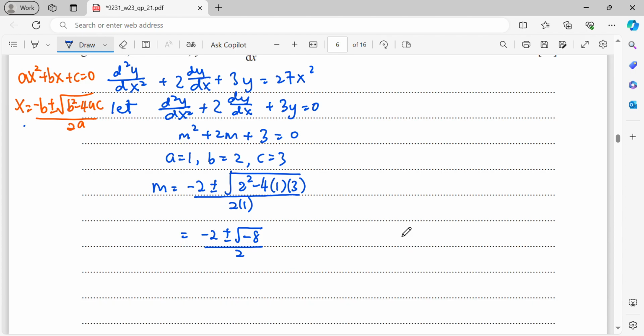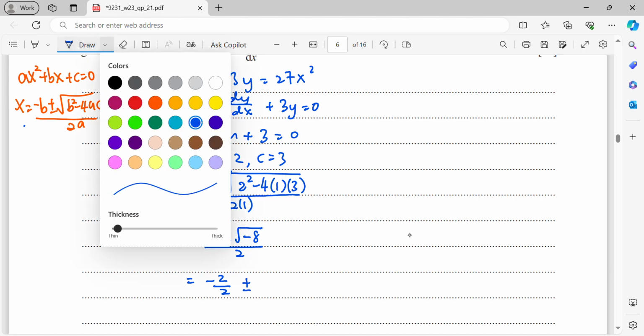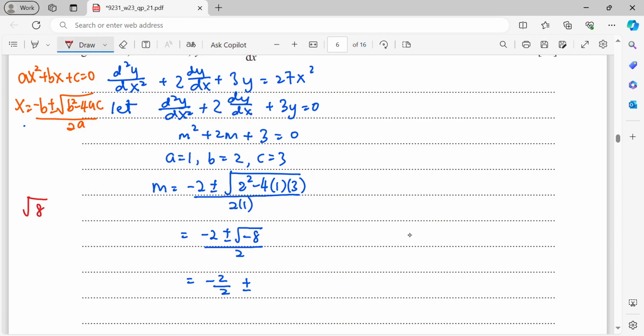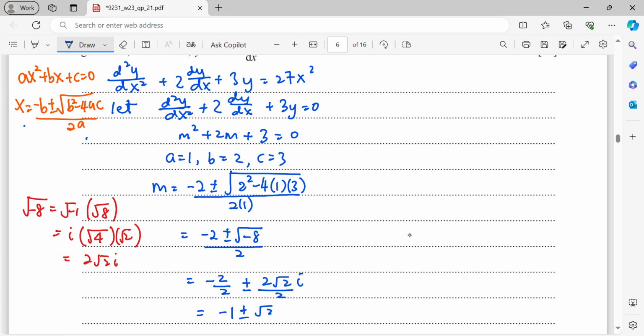So hence, from here, I will split into two terms. Minus 2 over 2 plus minus the square root of minus 8. Okay, for your info, square root of minus 8 is the same as square root of minus 1 times square root of 8. Then square root of minus 1 is basically i. Square root of 8, I can split into square root 4 times square root 2. Therefore, I will be getting 2 square root 2 i. So from here, I will just directly write 2 square root 2 i over 2. That means I will be getting minus 1 plus minus square root 2 i.